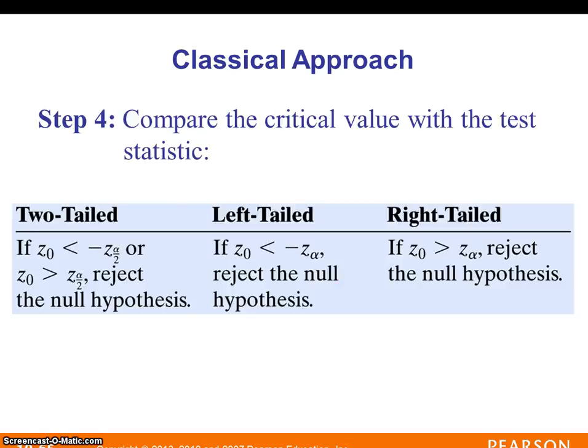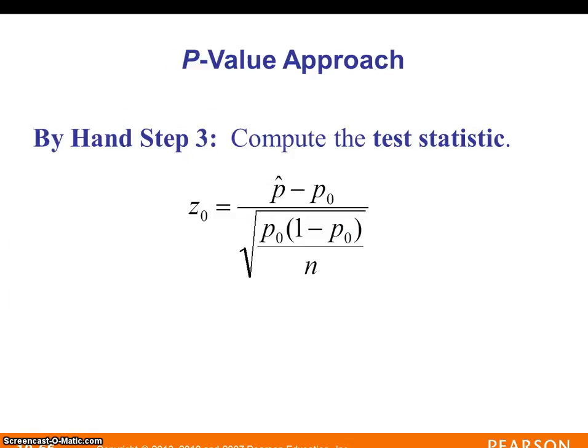So that's the classical approach. Basically, what I just said: if z sub 0 falls in the critical region, you reject the null hypothesis. Otherwise, you do not reject the null hypothesis.